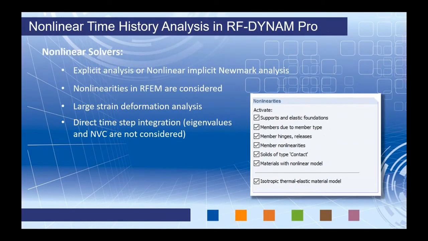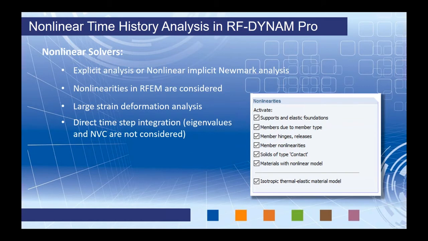So now moving on to nonlinear time history analysis. Again, this is something new that we just recently added. And now we have the ability to define two different solvers to utilize, either the explicit analysis or nonlinear implicit Newmark analysis. Well, with either one of these solvers, nonlinearities within RFEM are now considered. So the question might be, well, what exactly are these nonlinearities that we can consider from RFEM?